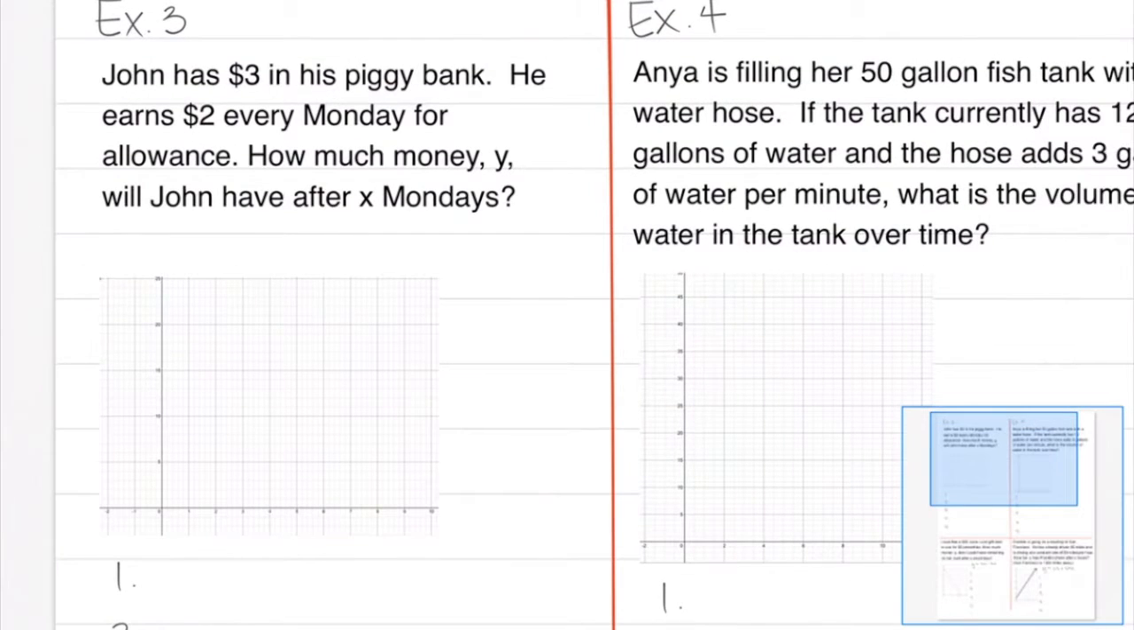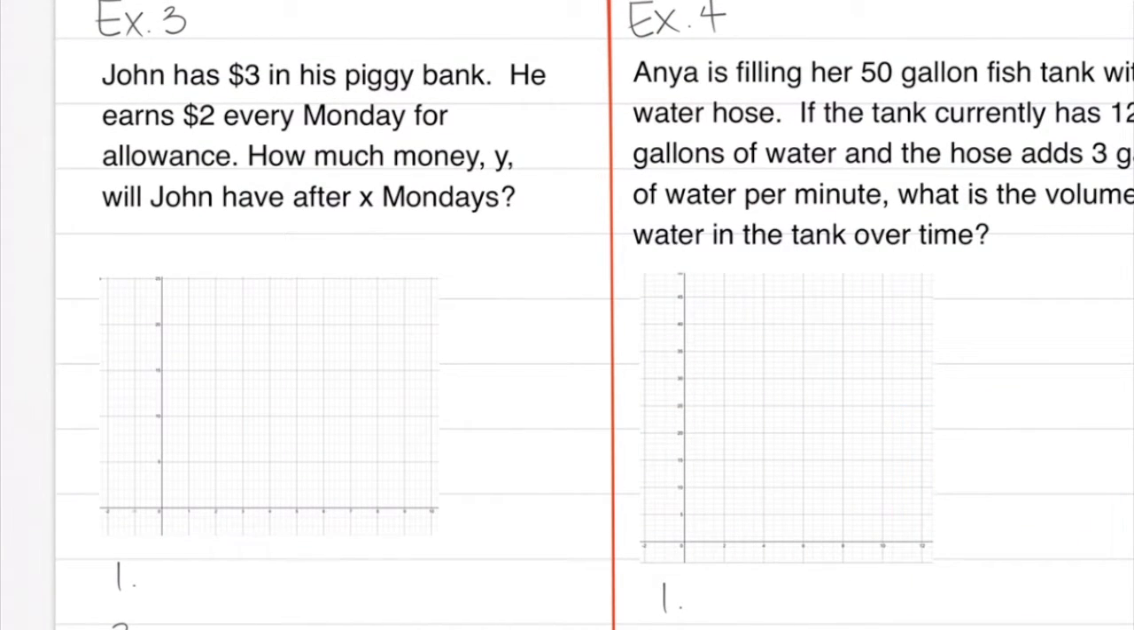John has $3 in his piggy bank. He earns $2 every Monday for allowance. How much money y will John have after x number of Mondays? So let's do a T-chart for this. Some of you, again, will intuitively know what the function rule is for this. If you don't, it's okay because we're going to try to find one.